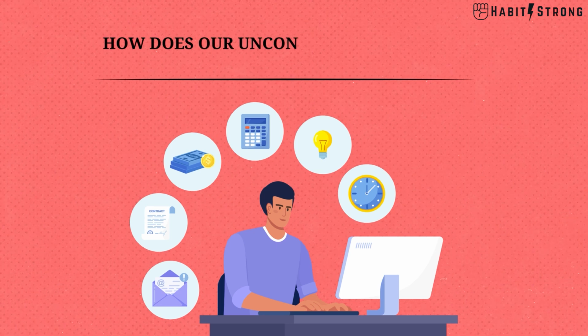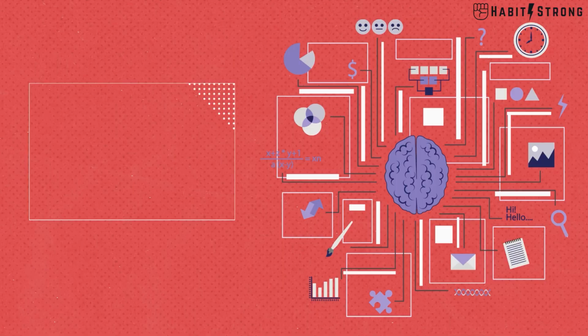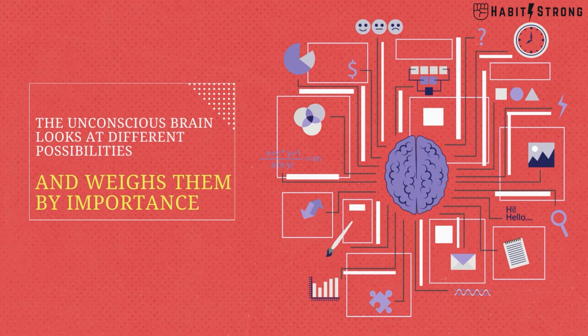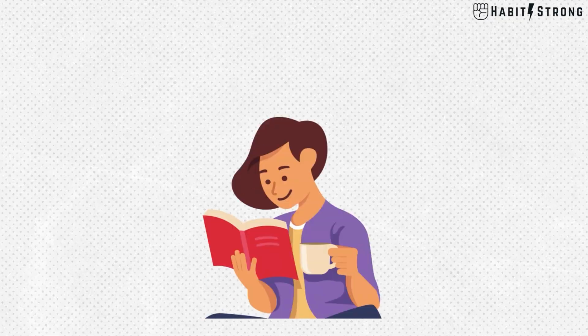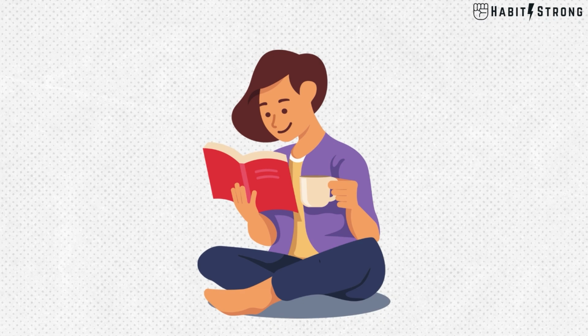Now, the next question we should ask is, so how does our unconscious brain decide where to keep the attention? How does it decide to stay with the object or to go and pick up some other object or to go to some daydream or some thought? Now, it turns out that this unconscious brain, it looks at different possibilities and it weighs them by importance. So if you're reading, let's say, a book, which is very interesting, let's say you're reading Harry Potter, and it is very absorbing, then that part of the brain which sustains attention is going to give it a lot of weightage. So it will be considered very important.